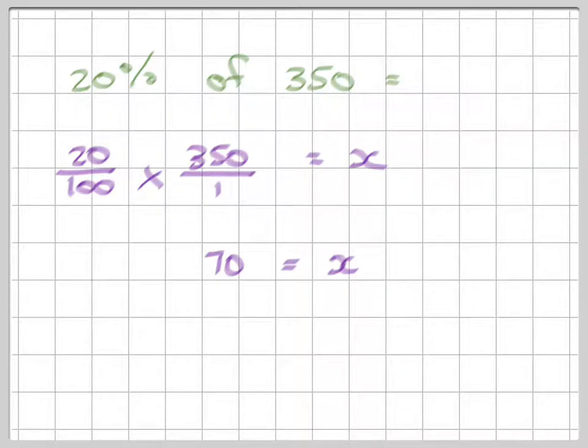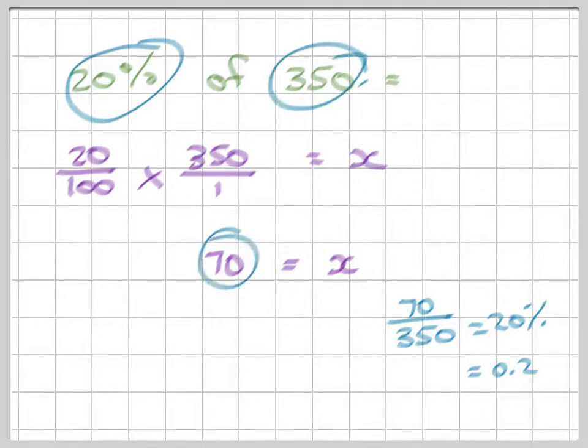But let me not confuse you. Let's look at what I've written here. It's 20 over 100 because of the percent. And then of becomes times. And then 350 we put over 1 because we're busy with our fractions here. And we're going to solve this side over here to find our part. And we solved it and we found that x was equal to 70. Now if you put 70 over 350 and you worked it out on your calculator, you'll come to 20%. Your calculator will actually write it as 0.2. Okay, and you can see that is 20% of 350. 70 is 20% of 350.